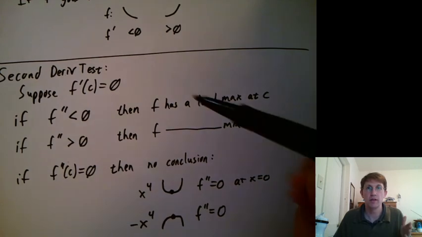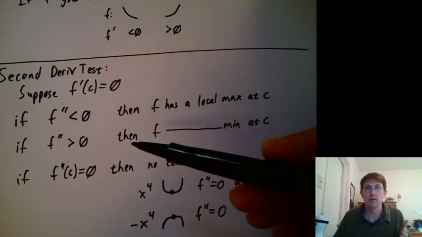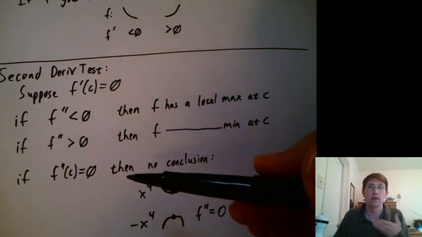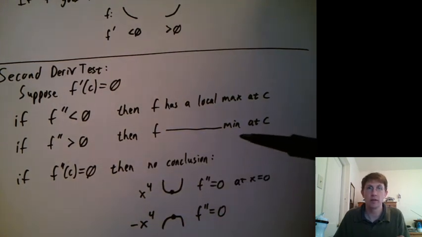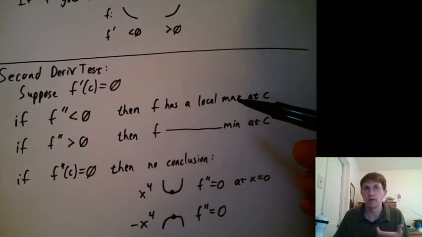So if you find a critical point and want to show that it's a local min or max, you can take the second derivative and then show that that's positive at that critical point, and then that would be proving it's a local min, or if the second derivative is negative, then you found a local max.